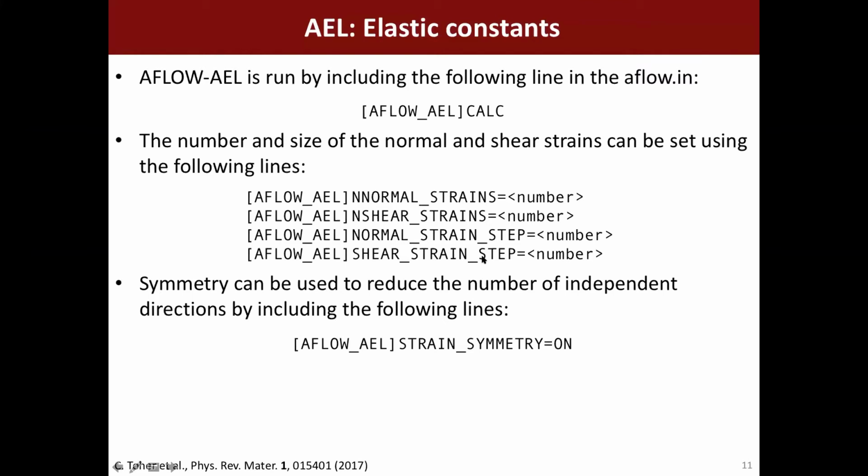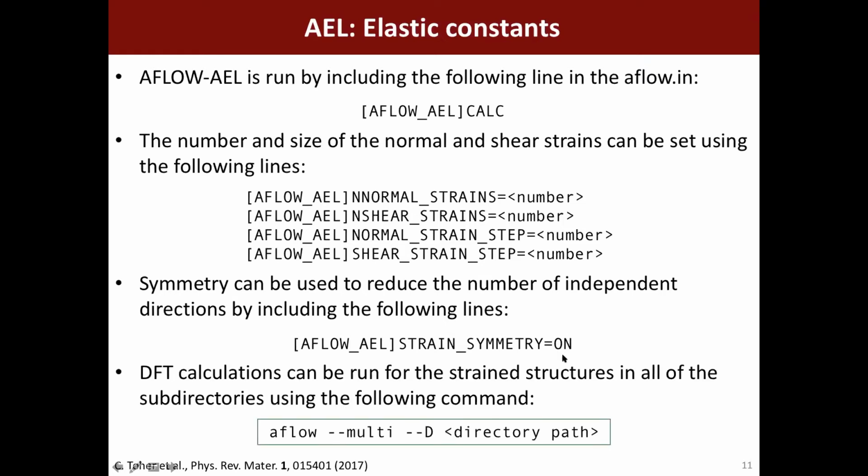You can also control whether you use symmetry to reduce the number of independent directions. So if this strain symmetry is on, for example, it'll only apply one set of normal and shear strains, for example, for a cubic material, but you might want to do a test to see how well it's working. So you can switch this to off and make sure you get the same values of C11, C12, C22, and C33, for example. And this will apply the strains in all the directions.